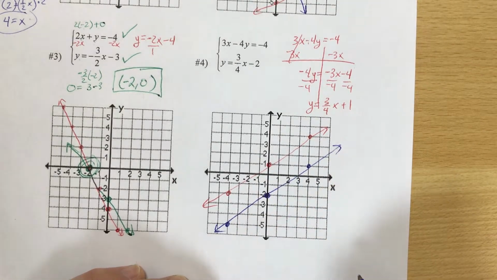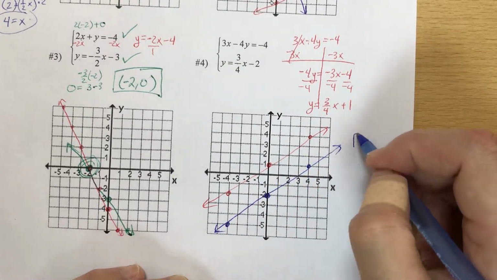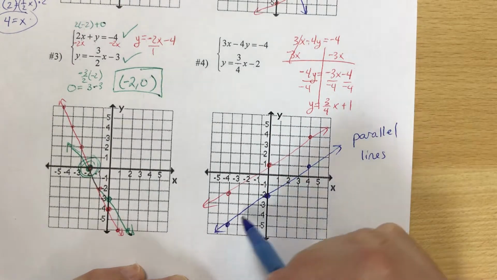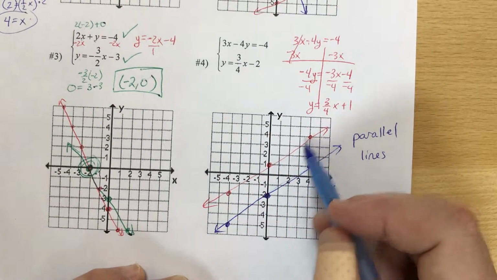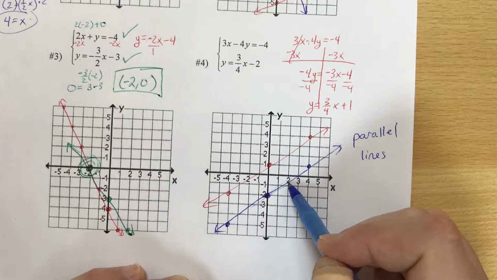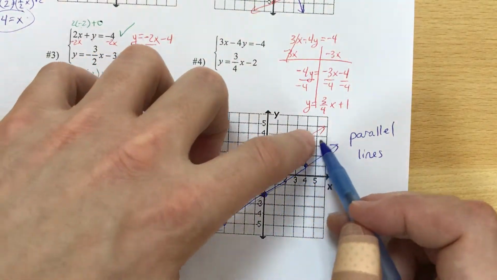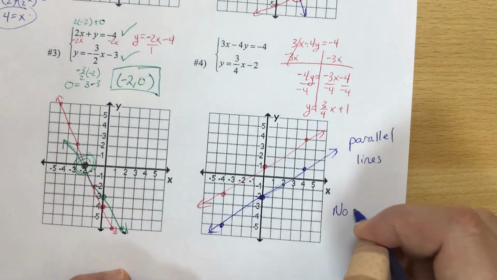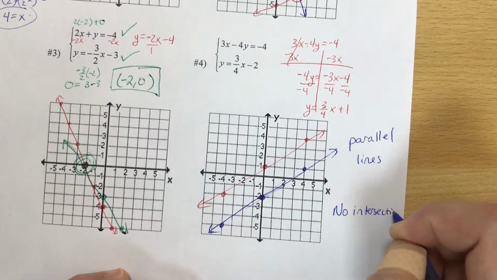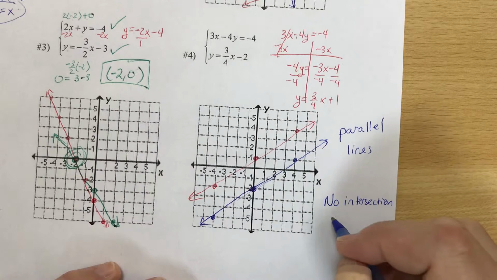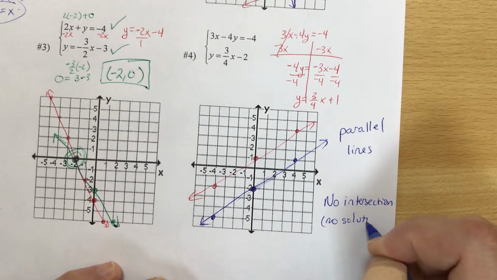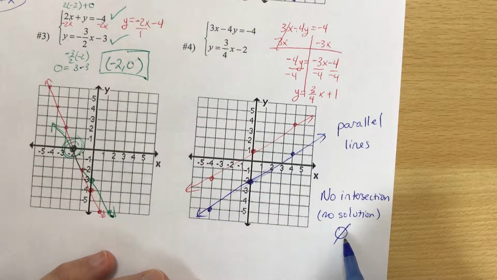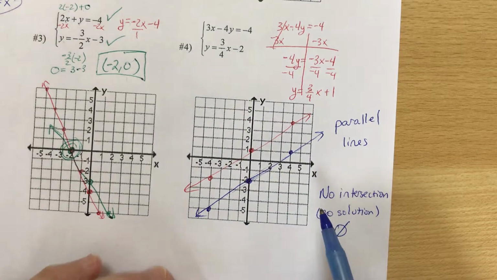And what happens here, well, these two lines are what we call parallel. The problem with parallel lines is that they're moving in the same direction, in the same way. These two lines are never going to cross. So it's not that at some point they would cross off the graph. They're never going to cross. So what we say here is there's no intersection. In terms of an answer, we would say there's no solution. And there's a symbol for that. It's a 0 with a slash through it. So the answer is that there is no solution if the lines never cross.